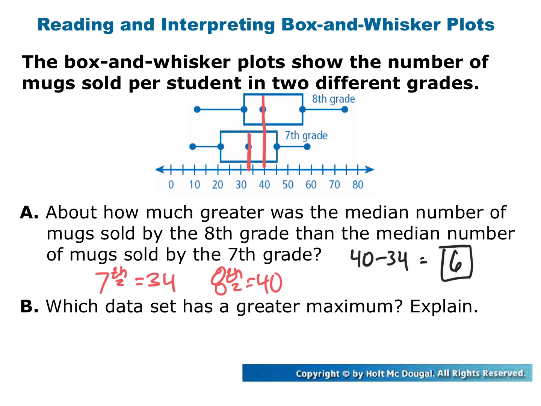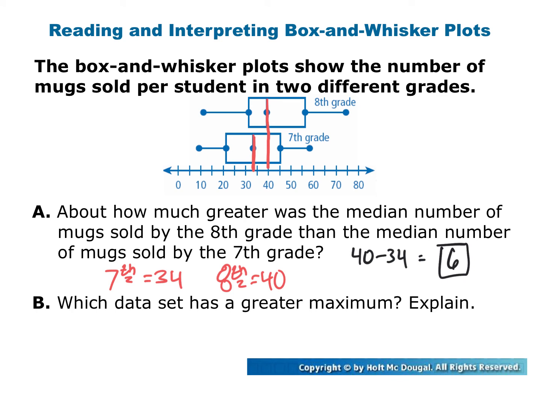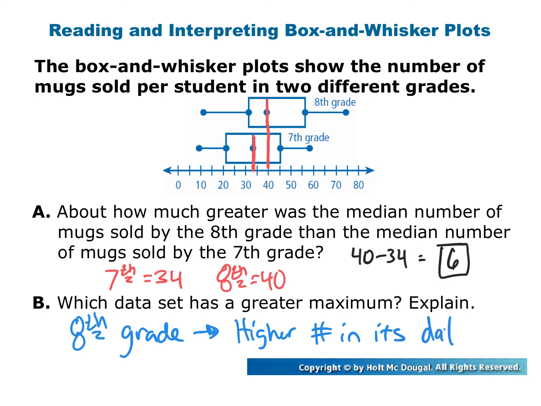Now, the next thing, I can draw lines if I want to, but it's also one where you can look at it and kind of have a common sense. Isn't that right? When you look at it, they want to know which data set has the greatest maximum. 8th grade, that's 100%. So the reason here, you would say, the greatest maximum is going to be 8th grade. And then when it asks why, all you've got to say is it has the higher number in its data set.